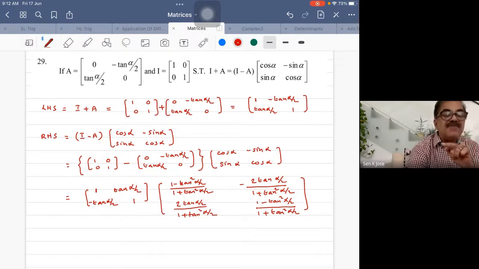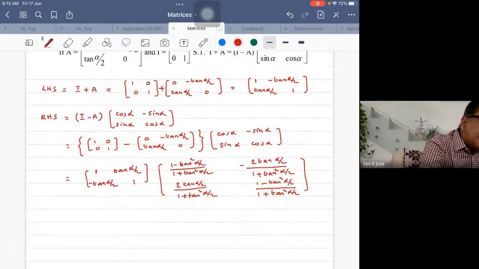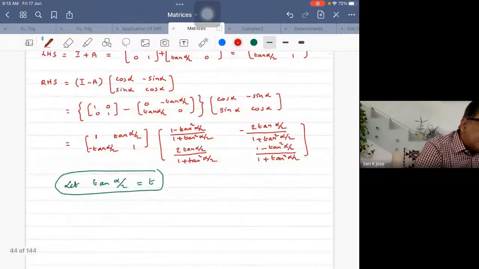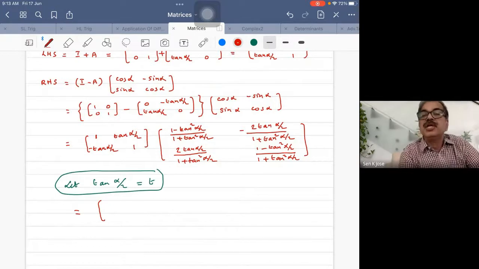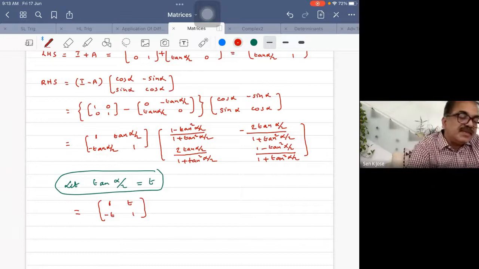I'll say let tan alpha by 2 be equal to some letter for the time being. I'm going to call it t, which matches with tan. So I'll make a substitution: let tan alpha by 2 be replaced everywhere by t. It's going to look much better now. Wherever tan alpha by 2 comes, you should replace it by t. So it's going to be 1, t, minus t, and 1. Replace everywhere by the letter t.